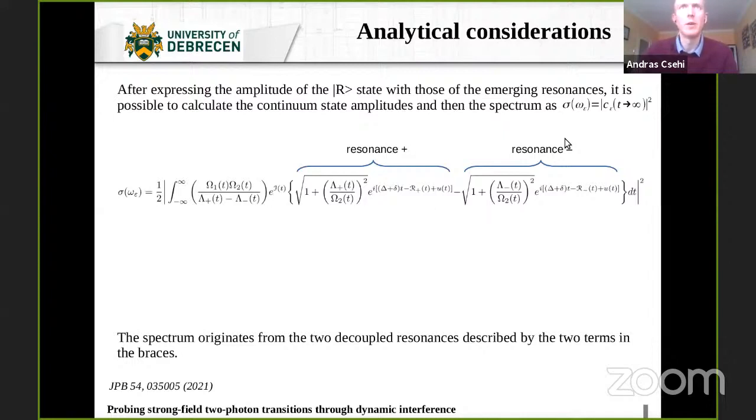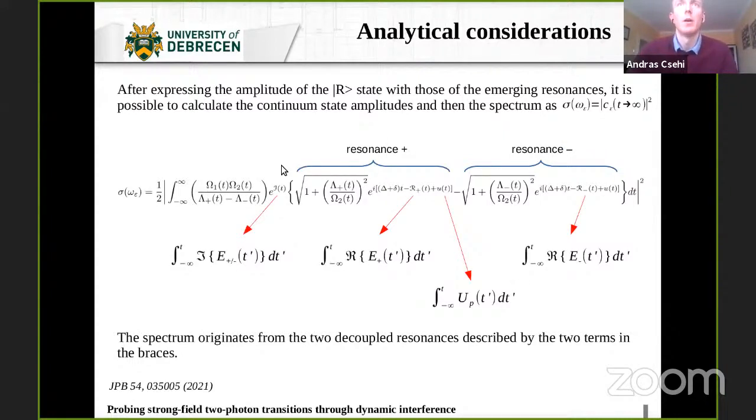So here we have, of course, the 1 and 2 photon Rabi frequencies, and this is the integral of the imaginary part of the resonance state energies, the integral of the real part of the energies also here, and this small u is also an integral of the ponderomotive shift of the continuum levels. So this is the so-called analytical model, or the decoupled resonance picture model. I will refer to this later, and it is interesting to see how it compares to the three-state model results.